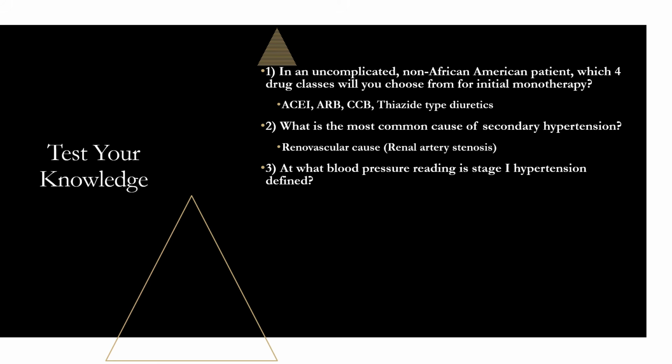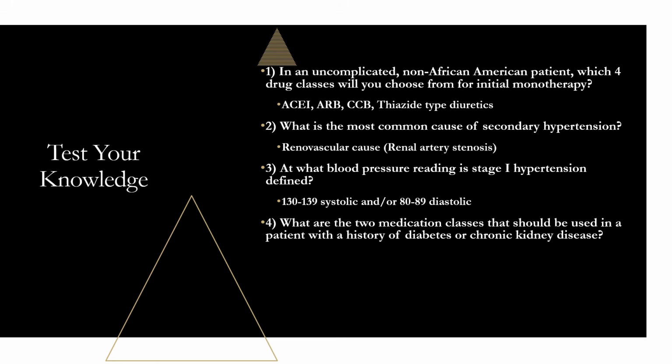At what blood pressure reading is stage 1 hypertension defined? That is going to be 130 to 139 systolic and or a diastolic of 80 to 89. That's the one you should really remember. If you forget all the other ones, that's the important one. What are the two medication classes that should be used in a patient with a history of diabetes or chronic kidney disease? You want to choose either one of these. It's either going to be an ACE or an ARB you want to use in those patients.